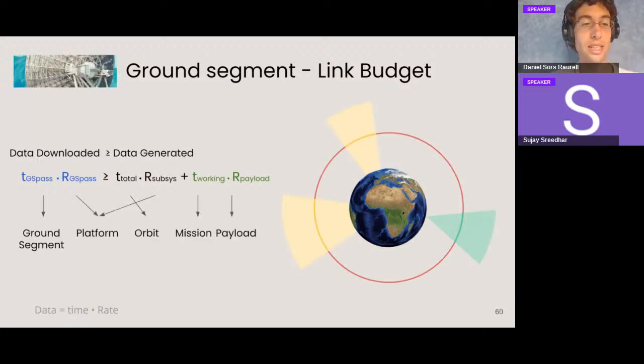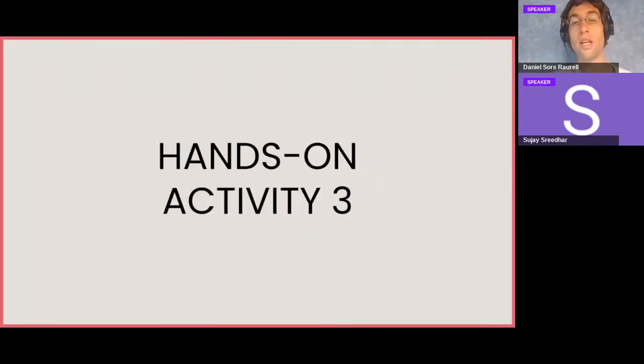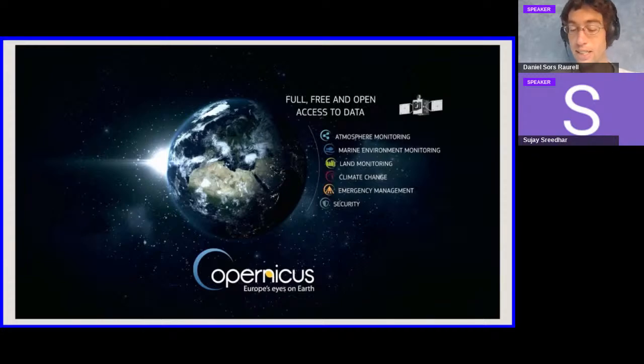And all these aspects have an impact on the ground segment that we select, on the antennas. How many antennas do we need? Where do we choose them on the Earth? And all that. The last exercise focuses on that also. And this has an impact on the platform, the orbit, the mission, and the payload as well. So that's it. Let's jump to the last hands-on activity.